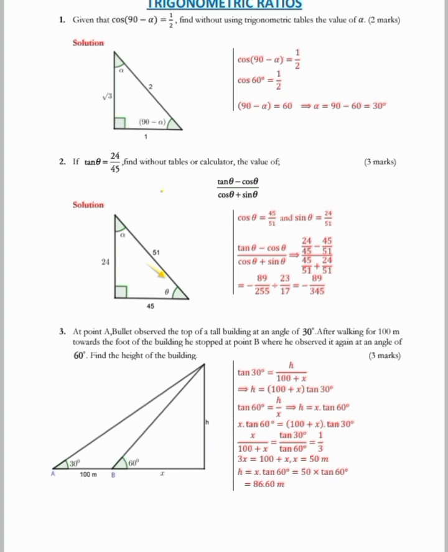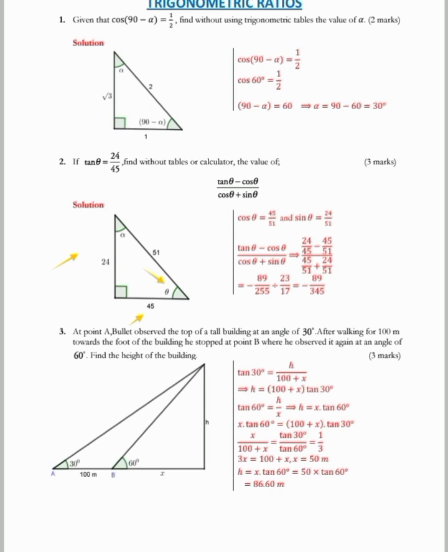So our tan theta here is equivalent to opposite, which is this side, 24, over adjacent, which is 45. Using Pythagoras theorem, we obtain that the hypotenuse of this triangle is 51, because we have the base and the height, which are 45 and 24 respectively. So the hypotenuse is 51. From there we can write the trigonometric ratios of theta.